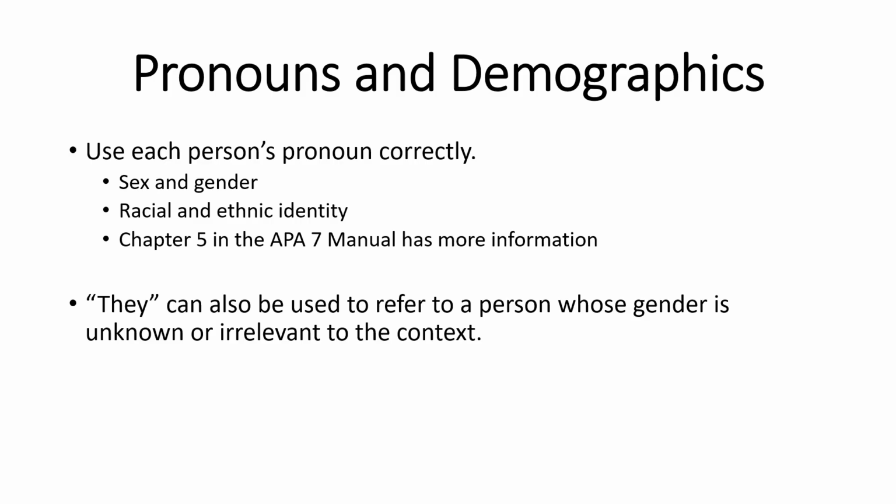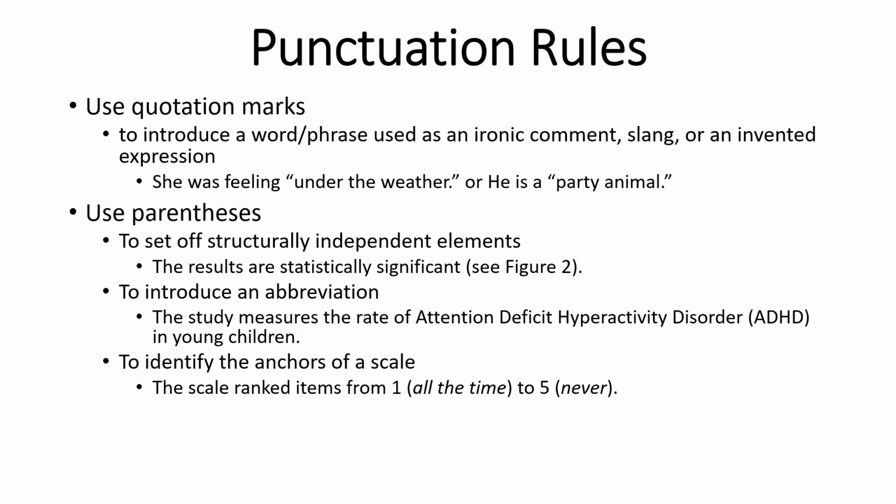Chapter 5 in the APA manual has more information on this. And if you are referring to multiple people or you are unsure of someone's gender, you can use the word they as opposed to his and or her. I find that it tends to help with concise writing.